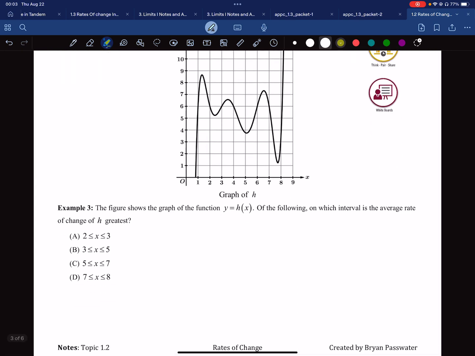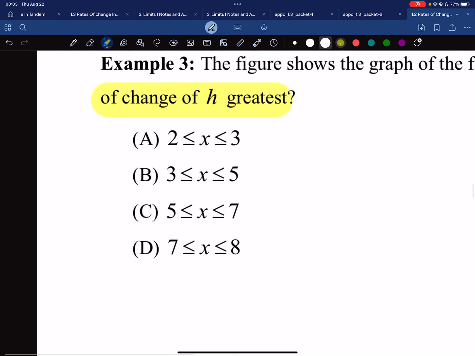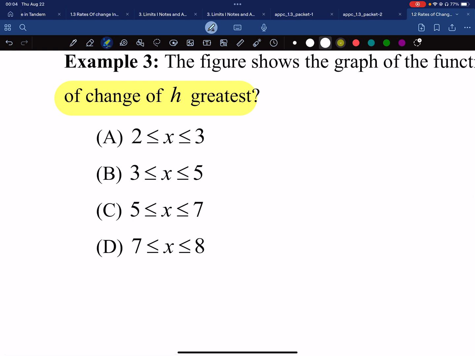The figure shows a graph of the function y equals h(x). Of the following, on which interval is the average rate of change of h the greatest? So again, it told us the function name, that this is h. We want to know when the average rate of change of h is the greatest. So notice now they give us 2 points, they give us an interval. So what we're going to do is mark where 2 hits the graph and then where 3 hits the graph, and we're going to see.